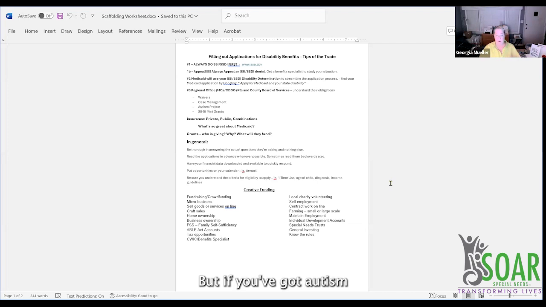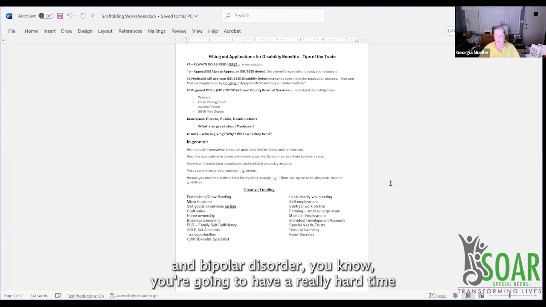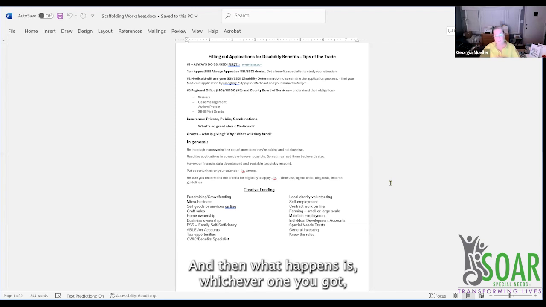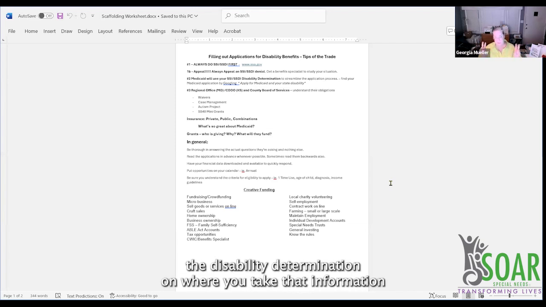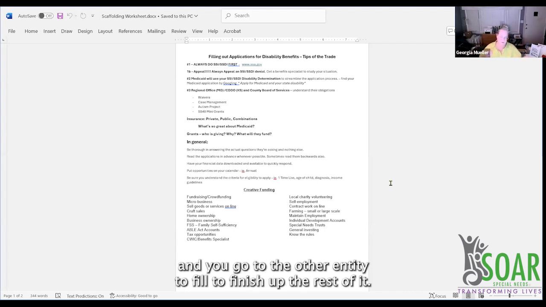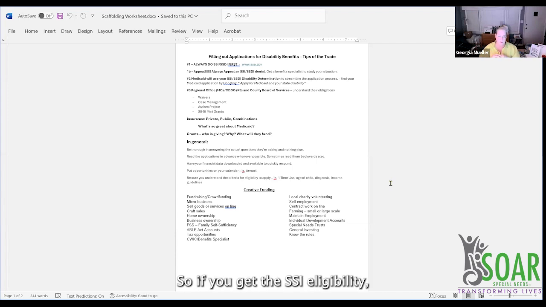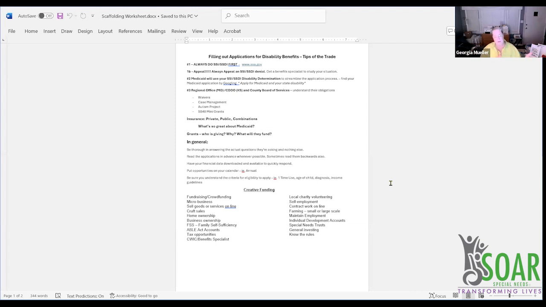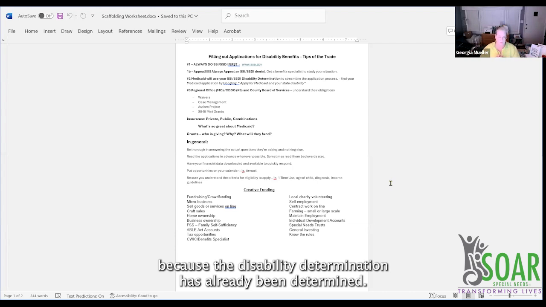But if you've got autism and bipolar disorder, you're going to have a really hard time getting an approval out of Medicaid first. You want to do SSI first in that case. And then whichever one you got the disability determination under, you take that information and go to the other entity to finish up the rest of it. So if you get the SSI eligibility to go through, you can take that determination to Medicaid, and Medicaid will kick in immediately because the disability determination has already been made.